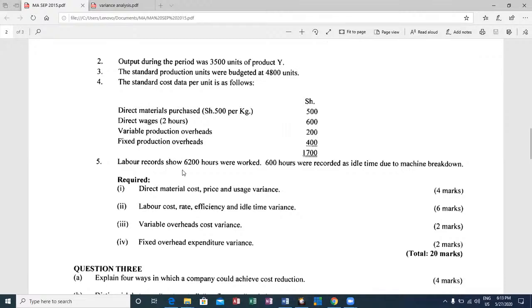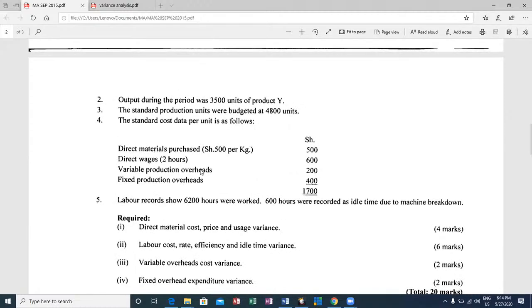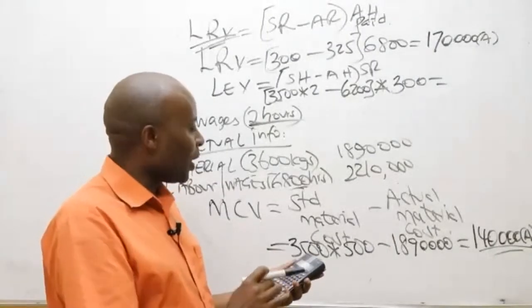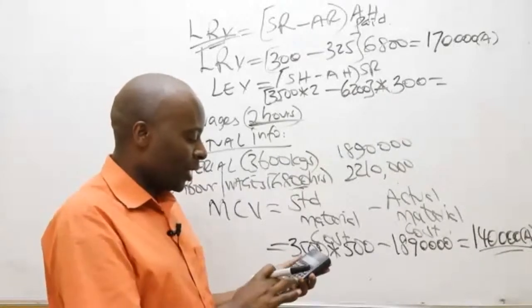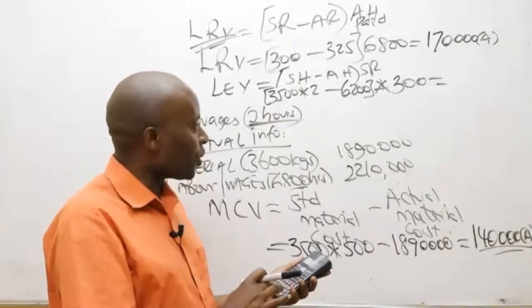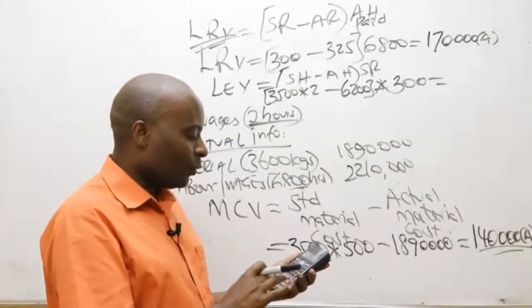Multiplied by the standard rate per hour. The standard rate from up here, my students were able to give me a standard rate of 300. So open brackets, what do we have? 3,500 times the standard hours minus 6,200, close brackets, times 300. What figure are we able to get?